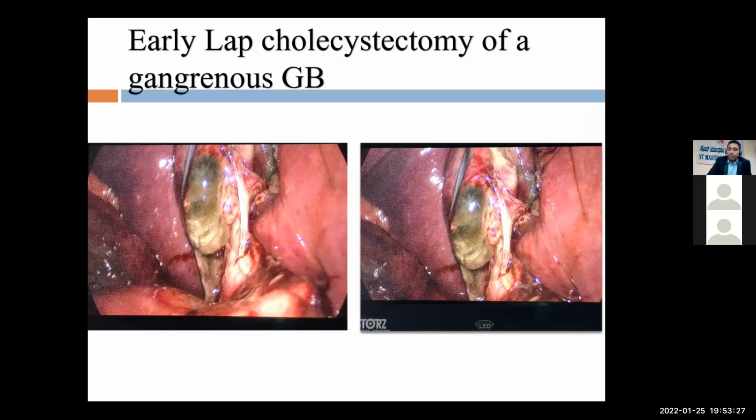This is one of the cases where we had a gangrenous GB, and the patient presented to us 4 days into the symptoms, and we evaluated the patient and went ahead with early laparoscopic cholecystectomy. The patient belonged to the early group. The surgery was successful, and we were able to complete the surgery without any complications.